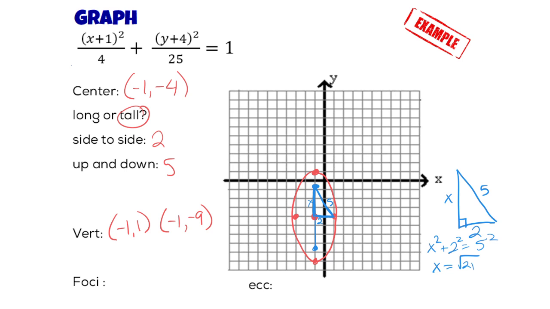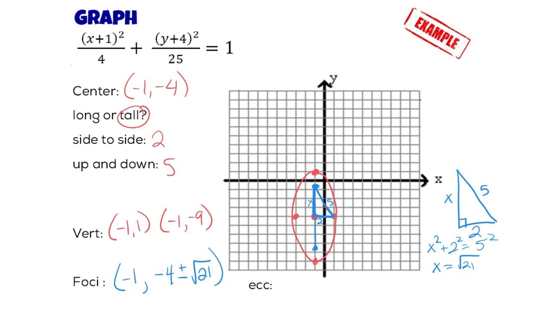So when I write the foci, I'm writing it based off this center point. Now, remember, I'm going up and down, so this time it's going to affect the y value, not the x. The x's all are -1. So it's -1, comma, and then I work with the y. I start at the center, which is at -4, and I'm going to add or subtract the square root of 21.